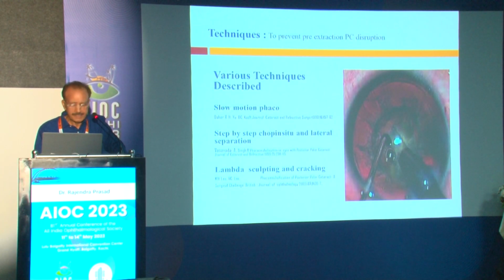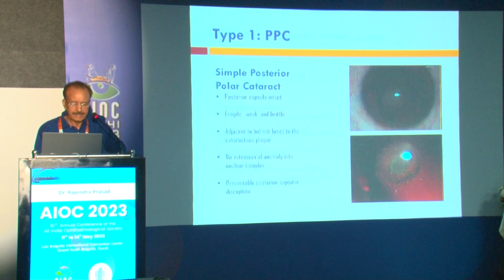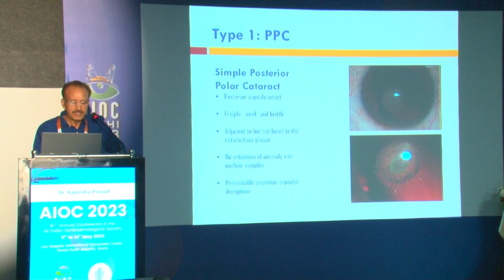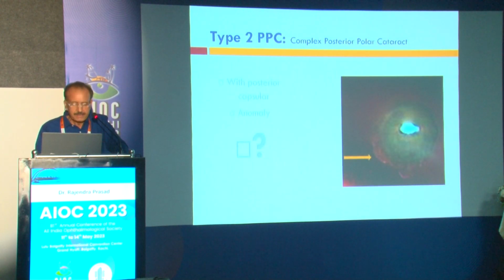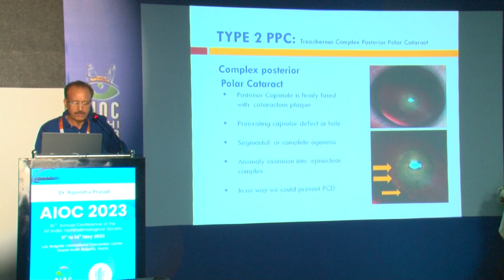Various techniques have been described to deal with posterior polar cataract, but most of these techniques deal with the type 1 posterior polar cataract. That is a simple posterior polar cataract where you have an intact posterior capsule. There is a fragile, weak and brittle posterior capsule, but it is adjacent to the plaque and not fused with the plaque, so there won't be any defect in the posterior capsule. But these techniques do not deal with the type 2 posterior polar cataract, that is, complex posterior polar cataract.